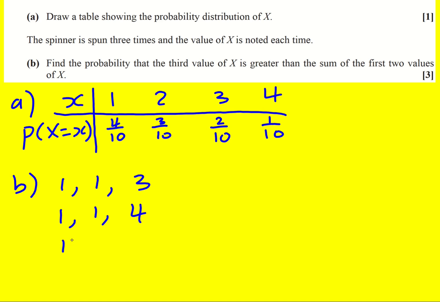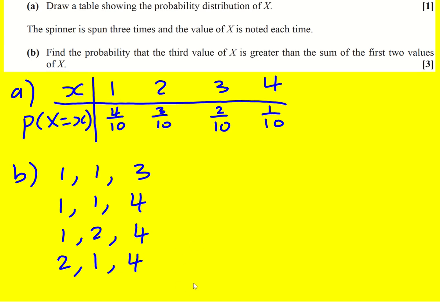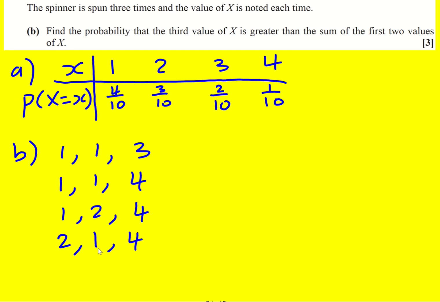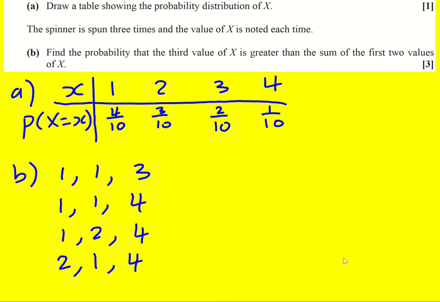But I could have 1 and 2. That would be the next one up. So then the sum would be 3. So I can't put a 3 here now, but I can put a 4. That would be an option. But I could instead get 2 and 1. But then I'm done because the next one up would be 2 and 2 or 3 and 1, and that would equal 4. So I can't have the third value greater.